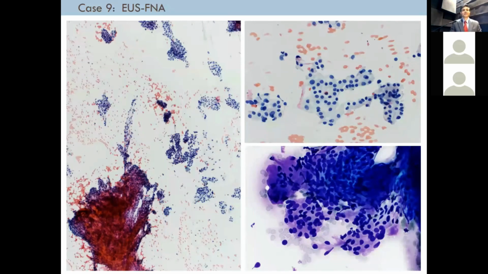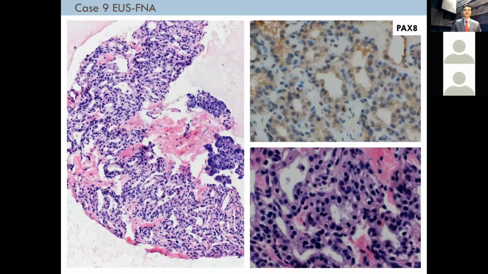So the FNA smears actually showed bland, cohesive cell clusters. And as you can see in this high power Pap stained smear, these cells have very round, kind of bland nuclei, but characteristic, abundant, almost clear cytoplasm. On cell block, what we saw appeared to be back-to-back glandular structures lined by cuboidal, bland-appearing epithelium with clear cytoplasm.